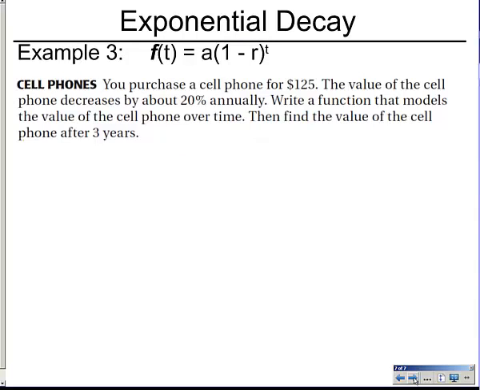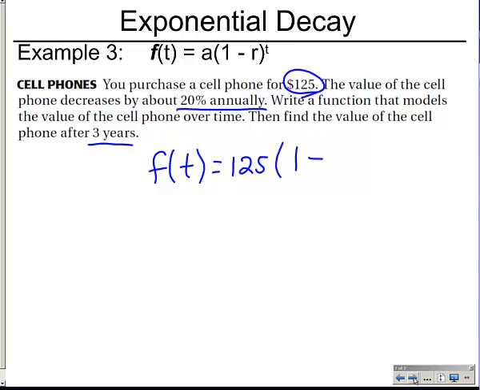The value of the cell phone decreases by 20% annually. That's a pretty big decrease annually. Write a function that models the value of the cell phone over time, then find the value of the cell phone after 3 years. So that's a time value of 3. So 125 is what we initially bought it for, so that's our A value. So f of t is going to give us an A value of 125, our starting amount, or y-intercept. And we're going to start with 1 minus the decay rate, which is decaying or decreasing at 20%, which is 0.2. And it's over each year annually, so that's t, and t in this case is years.